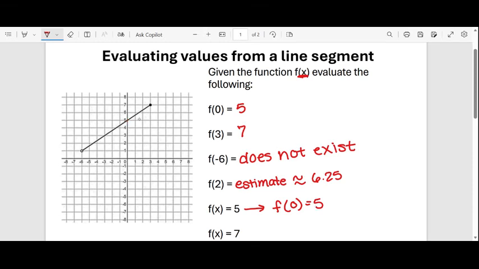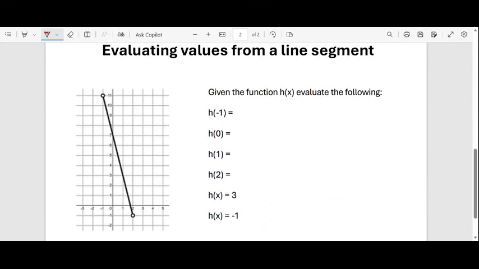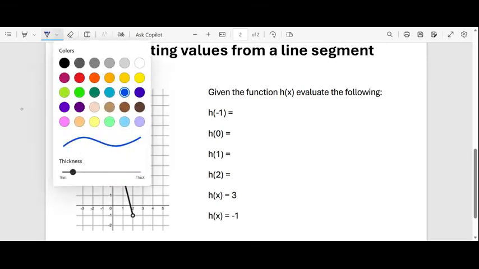Let's try one more of these. So this is f of x equals 7, meaning your y would equal 7, which is right here. The ordered pair there is 3 comma 7. So we would say f of 3 equals 7. So they're just kind of backward or opposite of what you would do for a problem like this. So you go to your y values instead of your x values. Let's try this with a new graph. This graph is going to be called h of x. So it's our line segment h of x. And we'll do this one in a different color just to differentiate it.